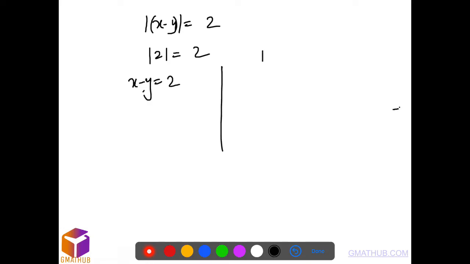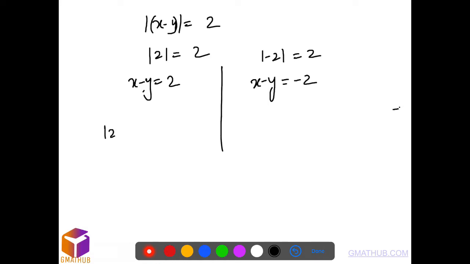Now for example, mod of x minus y is given as 2. Now we know it could be mod of 2 equal to 2. For example, x minus y, the thing within the mod can be equal to 2, or it could be mod of minus 2 equal to 2. So the thing within the mod can be minus 2. So we can make two cases in case we are trying to find out some value.